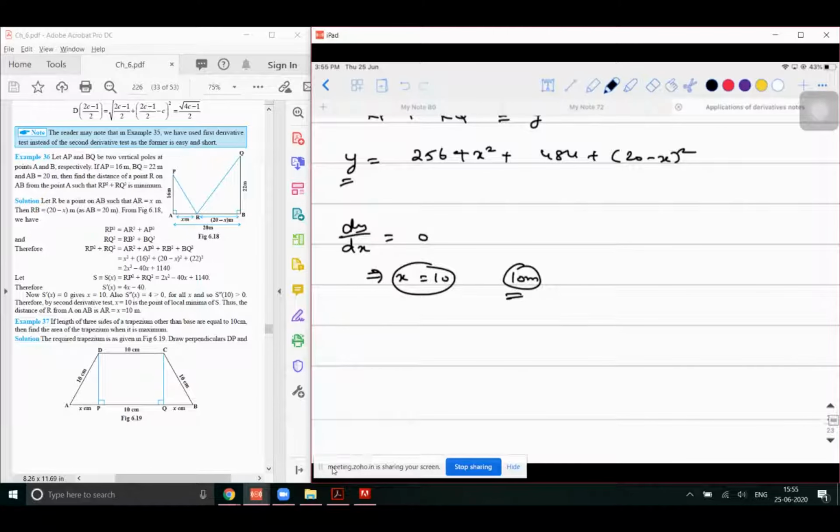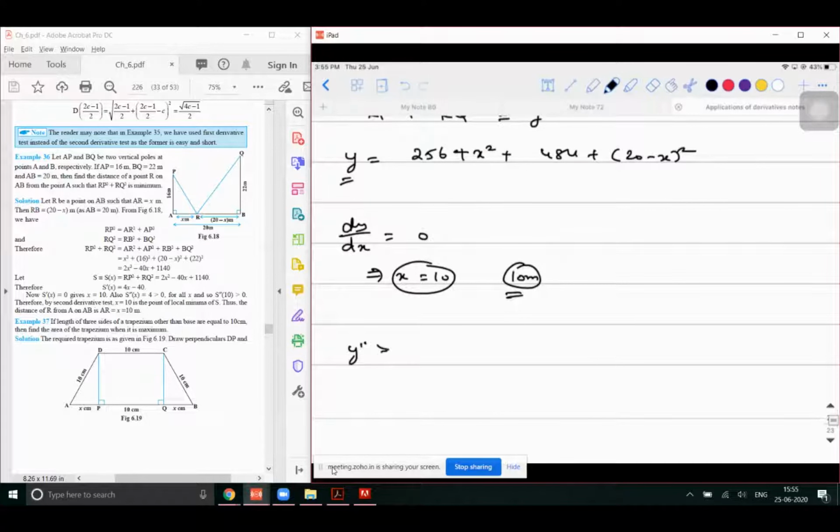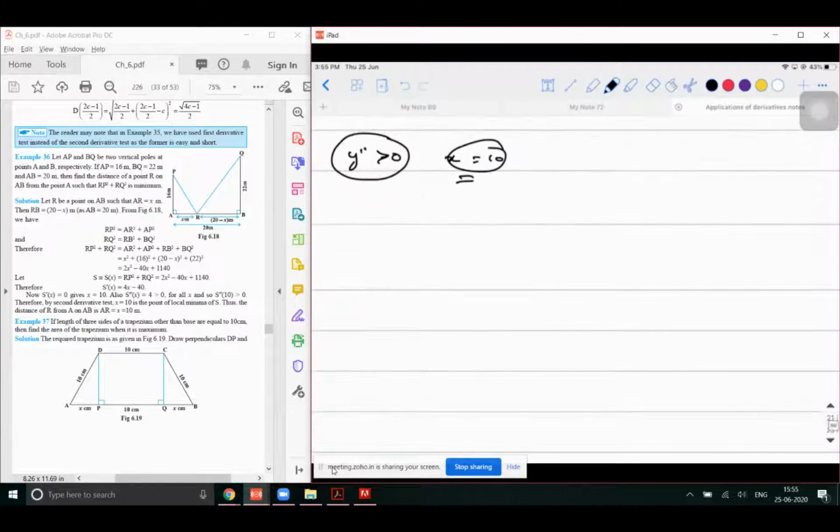So did you do the second derivative test also? Y double dash. Yes, sir. So y double dash should be coming out to be greater than 0 at x is equal to 10. Right. So that's a simple problem. Let's go to the next one.